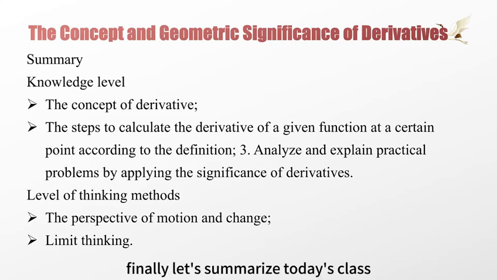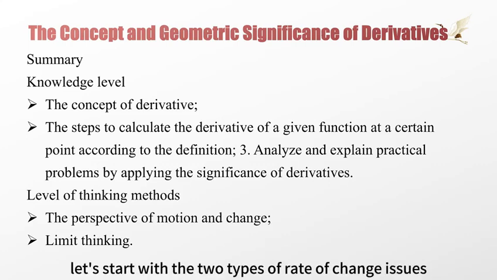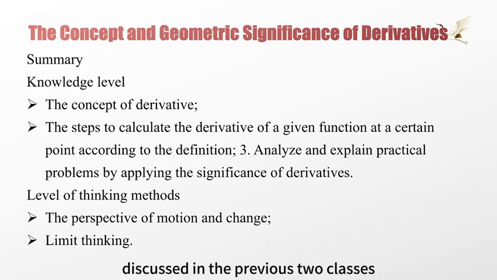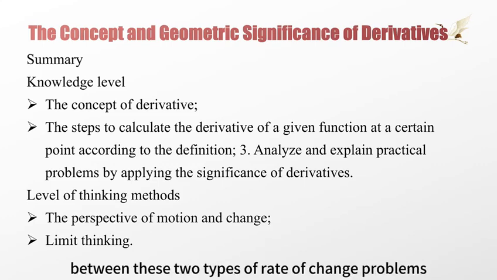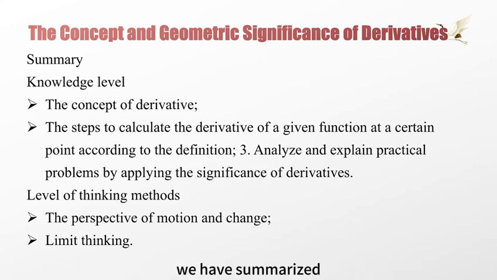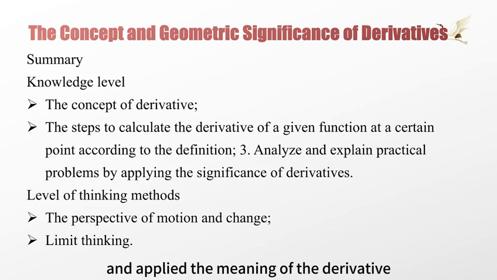Finally, let's summarize today's class. Let's start with the two types of rate of change issues discussed in the previous two classes. The concept of derivative was derived by summarizing the commonalities between these two types of rate of change problems. We have summarized the steps of finding the derivative of a given function at a certain point according to the definition, and applied the meaning of the derivative to analyze and explain practical problems.